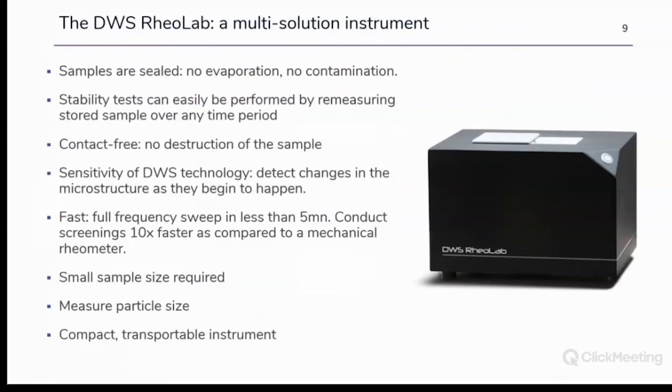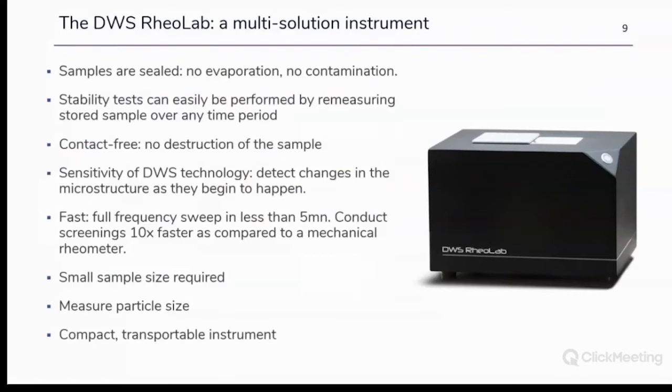So if you're, for example, studying a food system, let's say a yogurt, and it's decaying in time, this decay might not be readily picked up by a mechanical rheometer, but it will actually be picked up by our RheoLab very easily due to the nature of the technique.